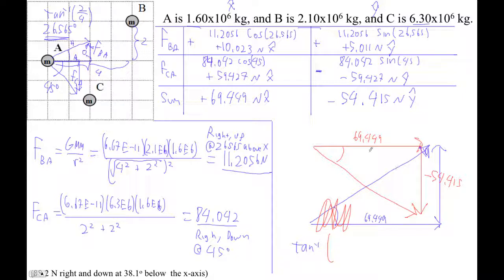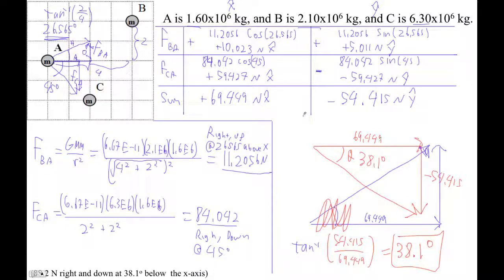Okay, so let's see. I was just zoning out there. Okay, so this angle right there, this theta, is going to be inverse tan of 54.415 over 69.449. Okay, so let's go with inverse tan of that guy, the 54 divided by the 69. Let's see if I can not mess up anything else. Okay, so this angle is 38.1 degrees.